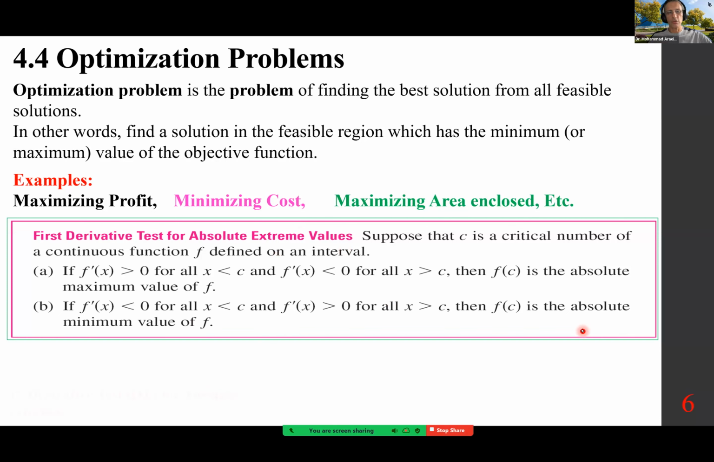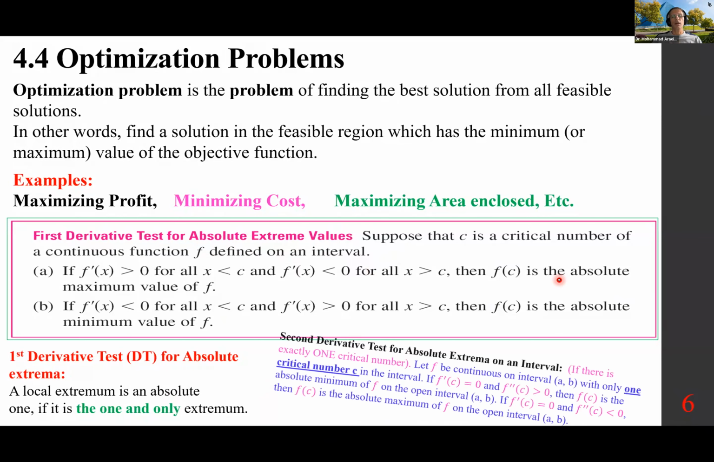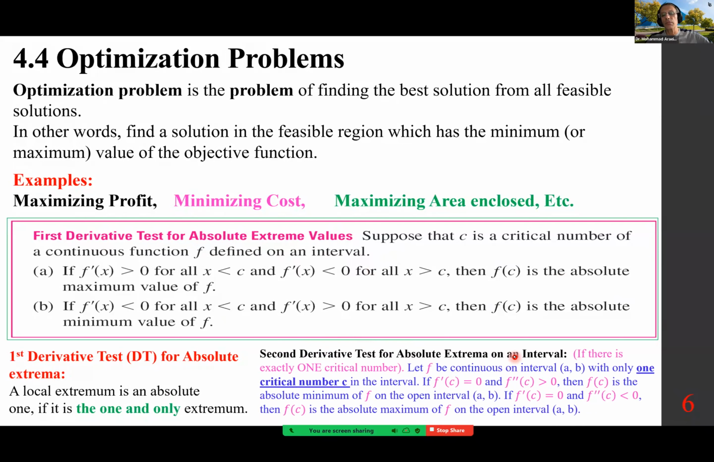So in short, what it is saying, the first derivative test for absolute extremum, a local extremum is an absolute one if it's the one and only extremum. In other words, when we do the sign graph, it tells us whether we are dealing with a local max or local min. If there happens to be only one, that is not only local, it is also an absolute max or min.